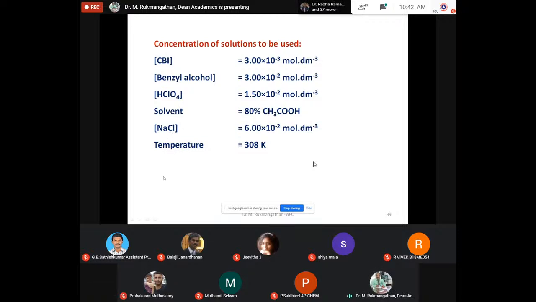What are all the concentrations here? CBI has the concentration 3 × 10⁻³ mole per decimeter cube. Benzyl alcohol has 3 × 10⁻² mole per decimeter cube. Please look here. The concentration of the substrate benzyl alcohol is 10 times greater than the concentration of the oxidant CBI, because we have to maintain the pseudo first order conditions while carrying out the kinetic run. For that purpose, the concentration of benzyl alcohol is taken much greater than the oxidant. The concentration of perchloric acid is 1.5 × 10⁻² mole per decimeter cube. The 80% acetic acid and 20% water mixture is used as a solvent. The concentration of sodium chloride solution is 6 × 10⁻² mole per decimeter cube. The optimum temperature for carrying out the kinetic run is 308 Kelvin, of course, 35 degrees Celsius.